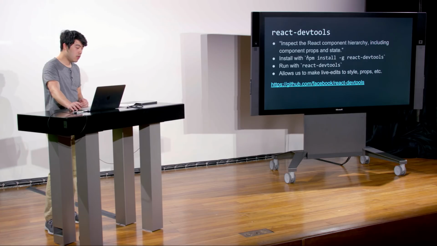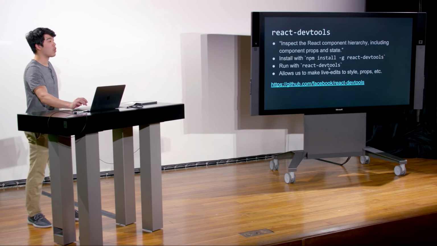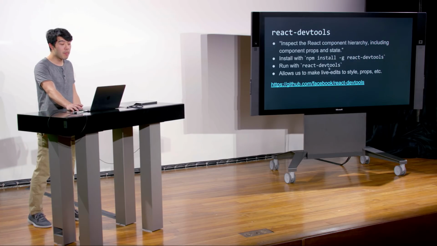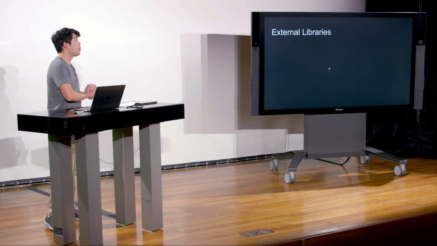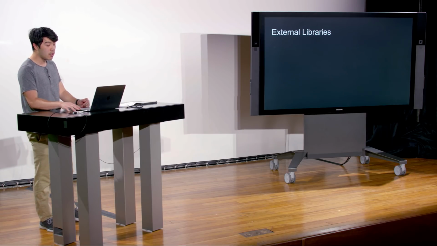So external libraries. So how did we get React DevTools onto our computer? Well, we use this thing called npm. And React DevTools is actually just an external library, external code that we're bringing into our own project. So libraries are code written outside the context of your project that you can bring into your own project. And so these can be written by you, they can be written by other people, or they can be written by companies, or anybody really.